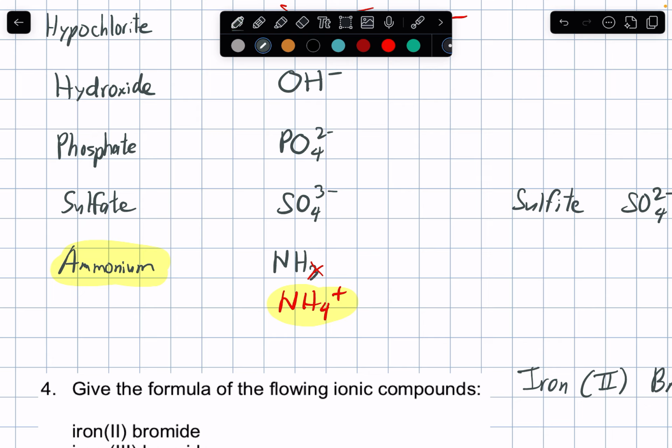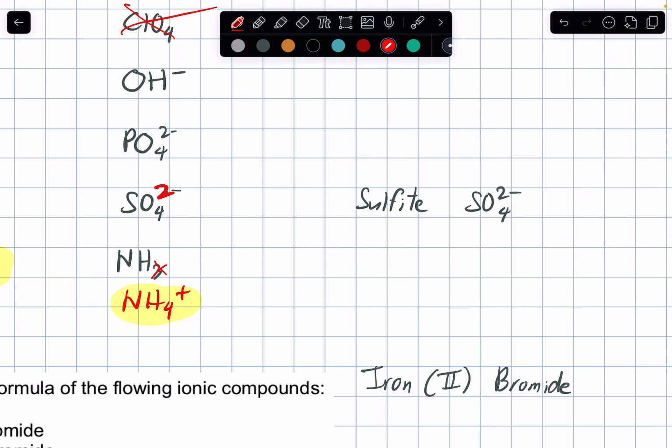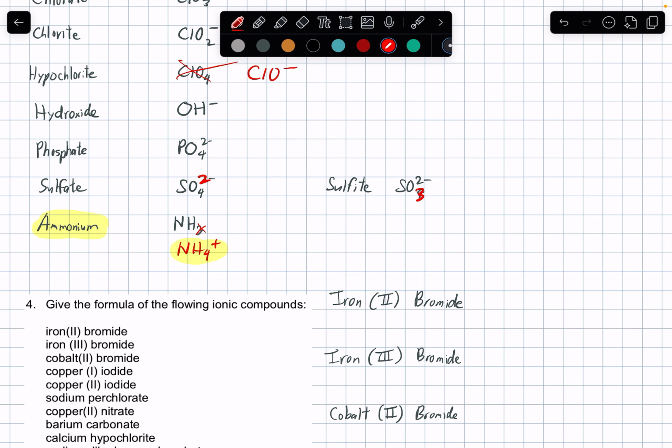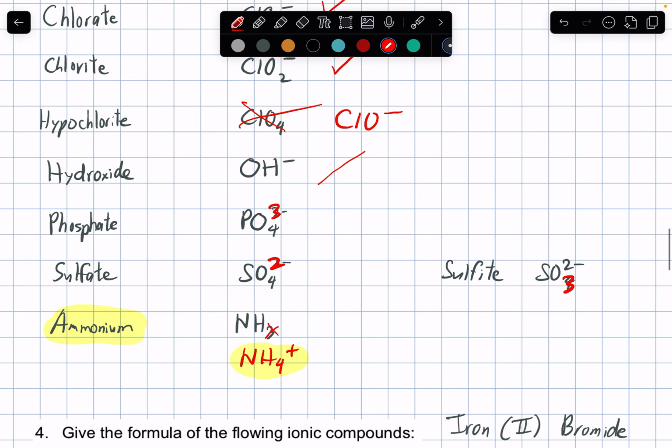How about sulfate? Okay, I also have a mistake here. It's supposed to be just 2. What about sulfite? Sulfite has 3 in the subscript. So those are my mistakes. Phosphate is... Okay, I got everything wrong. That's not good. So yeah, I'll have to correct my memorization.